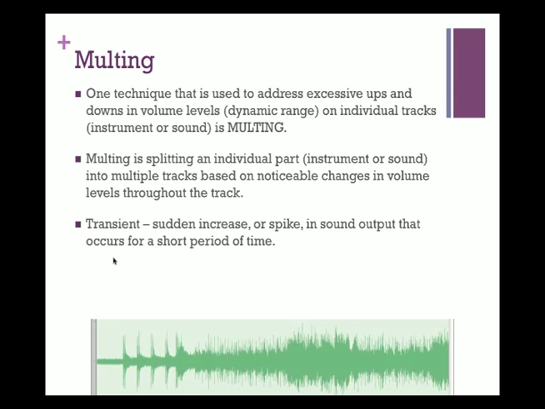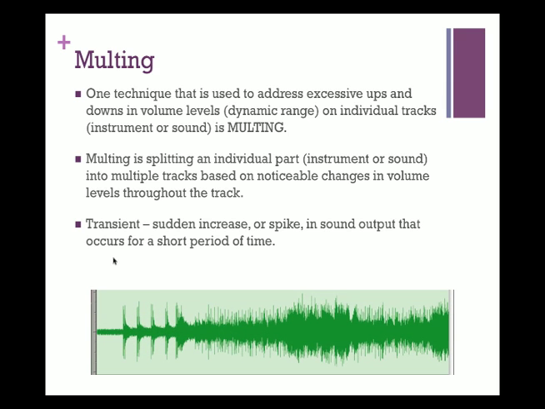So let's take a quick look at an audio track, okay? And this is a waveform here that's been recorded. And as you can see, it has a certain volume level here in the beginning. And then all of a sudden you can see these transients. A transient is a sudden increase or spike in sound output that occurs for a short period of time. So these transients give you a good indication of what's going on in certain sections. You can see in the beginning it's kind of quiet. Then you have these surges, these transients that are obviously much louder. Then the volume goes down, and then all of a sudden the volume gets loud again.